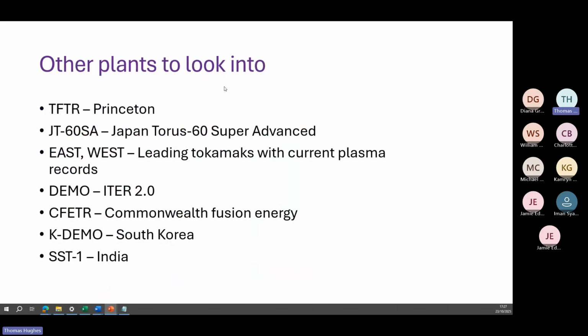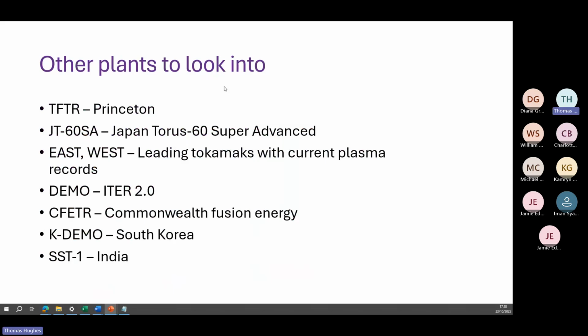So some other ones to look into. I will make a map of where all these things are and some stats about them. But generally, Princeton's got a pretty good project. Japan are very on it with their super advanced one. EAST and WEST are things you should definitely be aware of if you're into looking at JET, because they're basically the next generation of experiments. And WEST currently holds the record for longest sustained plasma. Then DEMO, which comes after ITER, potentially, is going to be, I want to say, about twice the size of ITER, which is a concern.